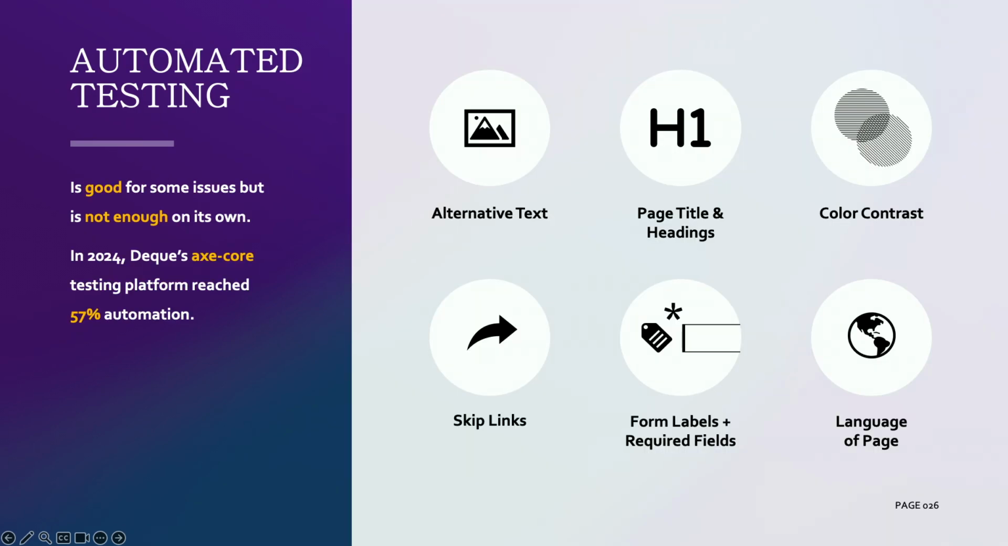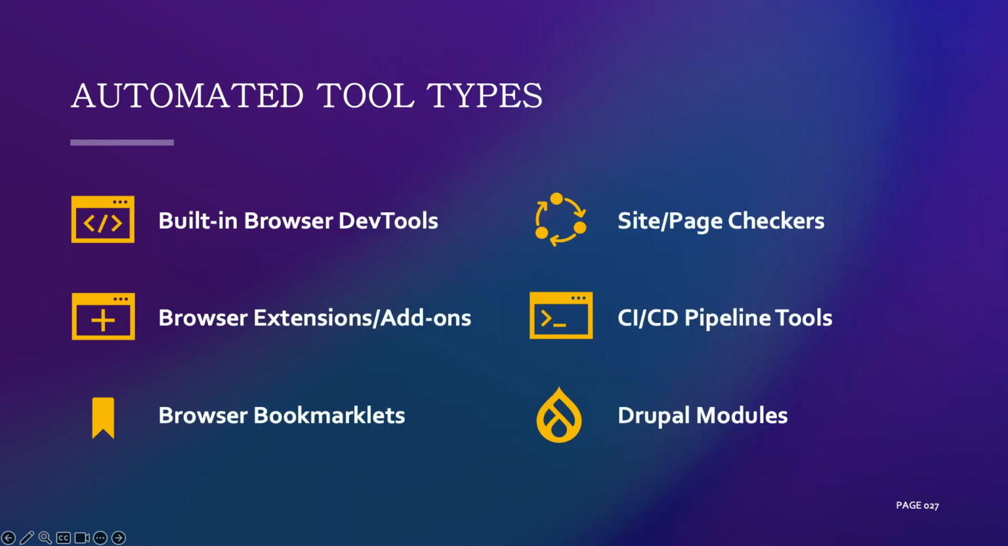On to automated tools, which are good for some things, but like I said, they're not enough. At XCon last month, they noted that their platform only gets to 57% of the things via automation. And those are things it can check, like, is there alt text? Are the page titles and headings good? Do you have good color contrast? What's the language of the page? Do you have skip links? And are there form labels and required fields in your forms?